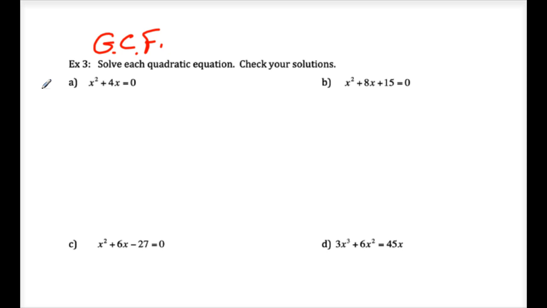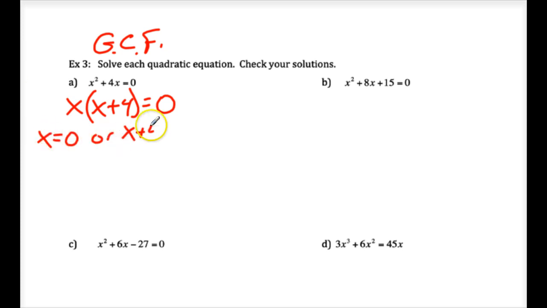What I'm saying, guys, is you cannot use the zero product property until you get multiplication. So x times the quantity of x plus 4 equals 0. Now we have some multiplication, and we can use our zero product property. Either x equals 0 or x plus 4 equals 0. Subtract 4, subtract 4. X equals 0 or x equals negative 4.